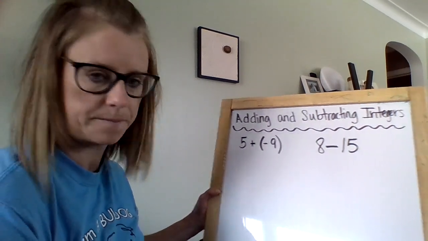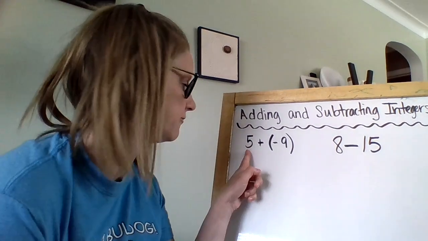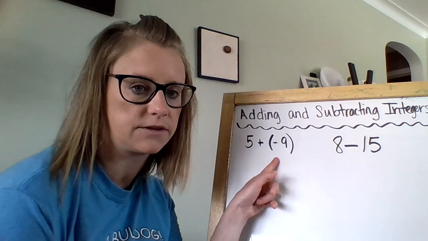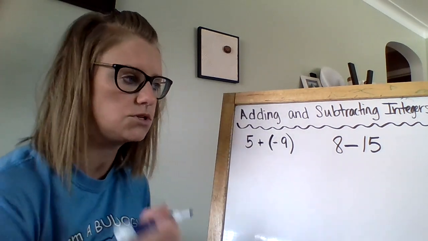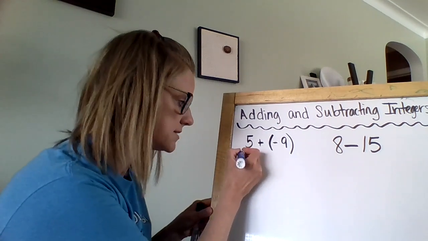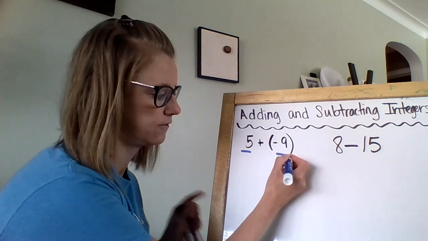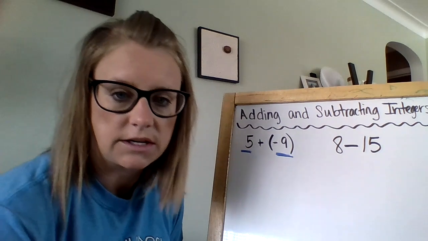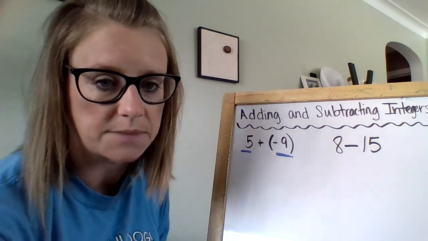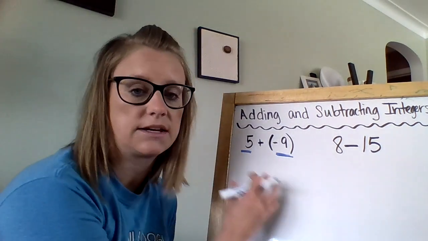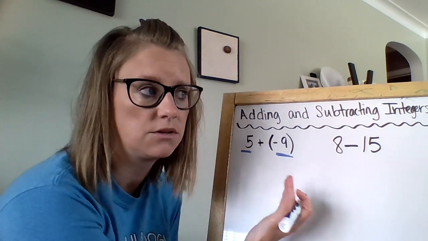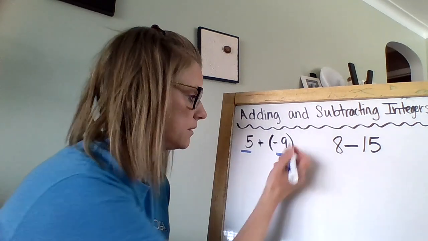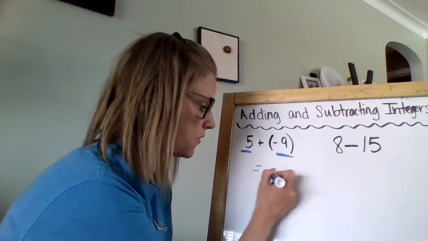I have the problem 5 plus a negative 9. So I know that those are both two different signs. I have a positive and a negative. So what I need to do is I need to subtract their absolute values. So that just means I need to subtract 9 minus 5. And what does that equal? 4. So this equals 4.